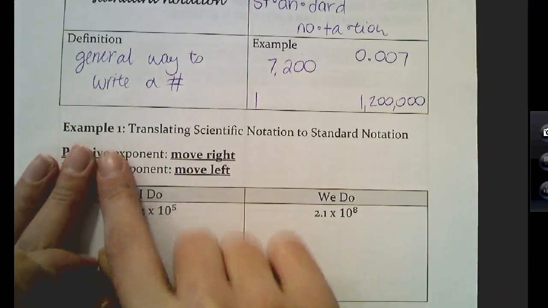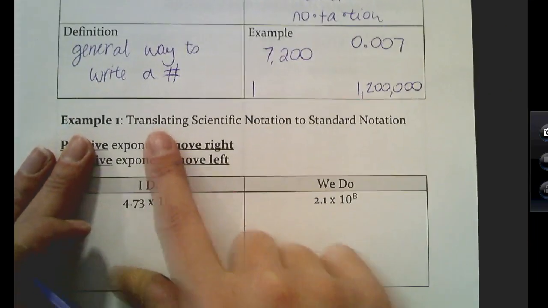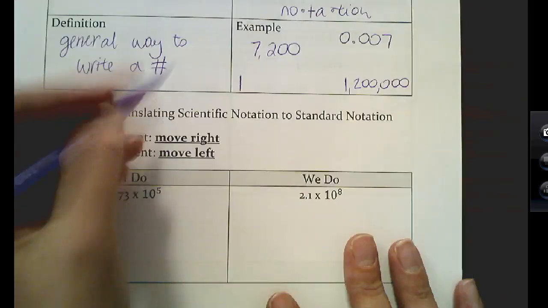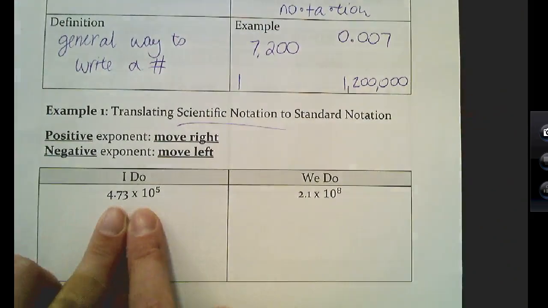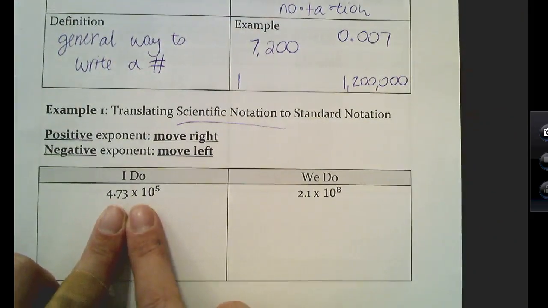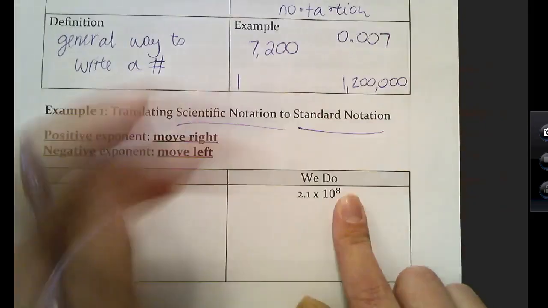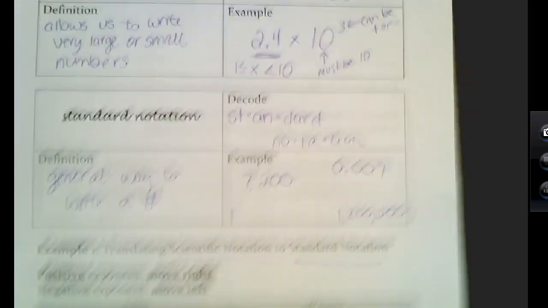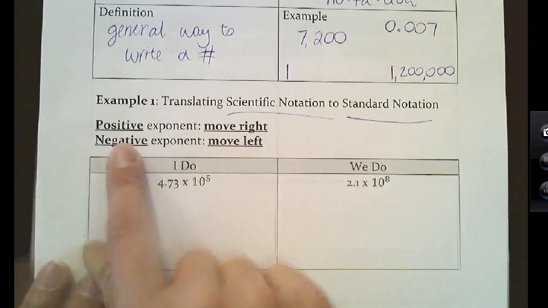Example 1, our directions are telling us to translate a number from scientific notation to standard notation. So we are given this number right here in scientific notation, and the directions want it to be standard notation, which standard notation is just a plain old regular number. So I wrote a couple of quick facts right here.